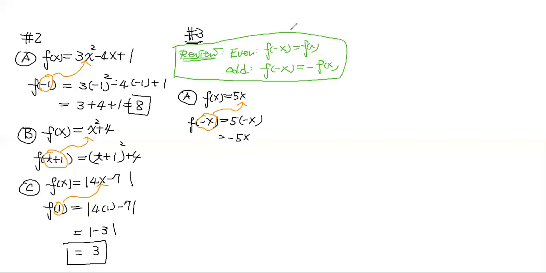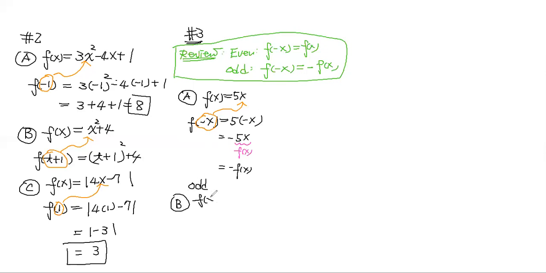What is this one here? This is f of x, right? So that's why this is equal to negative f of x. So if f of negative x is equal to negative f of x, what type of function is it? Odd, right? So this is an odd function. Okay, now let's take a look at part b.